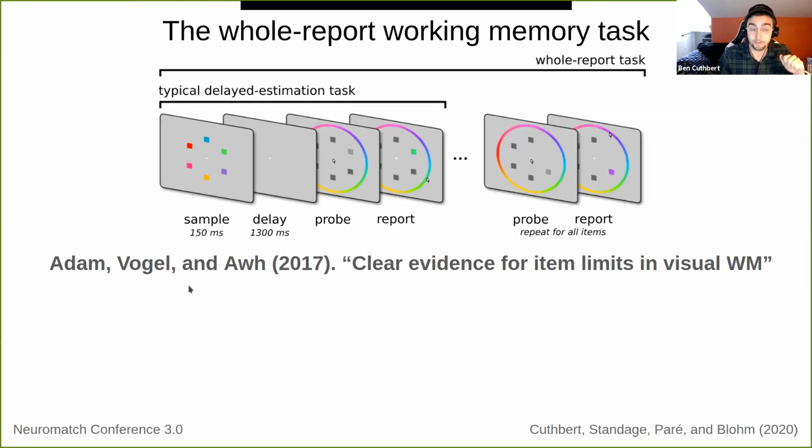In the whole report task, rather than just having one probe and one report per trial, which is really common, they required their participants to report the stimulus of every single item that they presented within a trial. And in their case, they had a bunch of different conditions. So sometimes the probe order was randomized. Sometimes the participant was allowed to choose. I'm going to focus on the condition where the participant was allowed to choose.